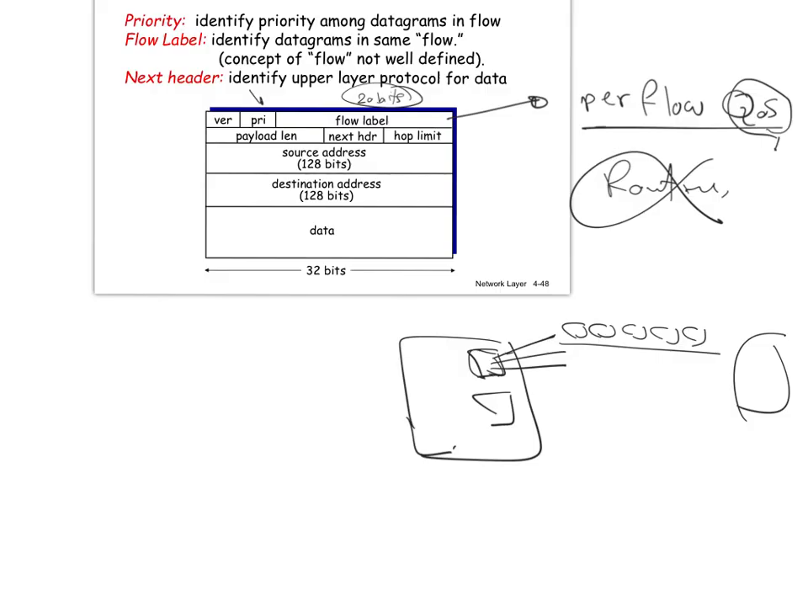But what I'm trying to say is, what is the difference between per-flow quality of service and virtual circuit? Virtual circuit uses the virtual circuit number for what? For routing. For routing, the virtual circuit number is maintained in the routing table.